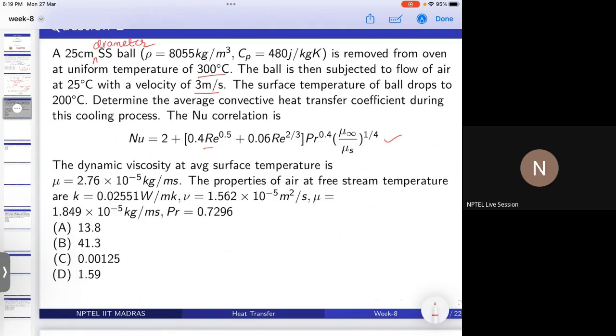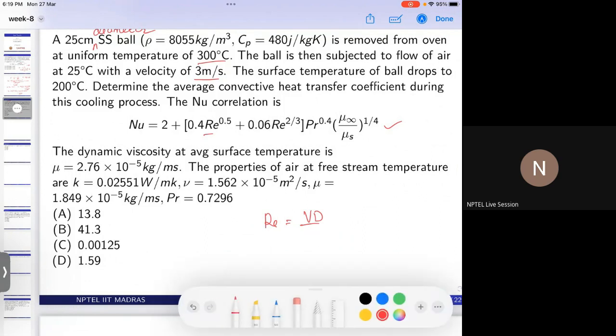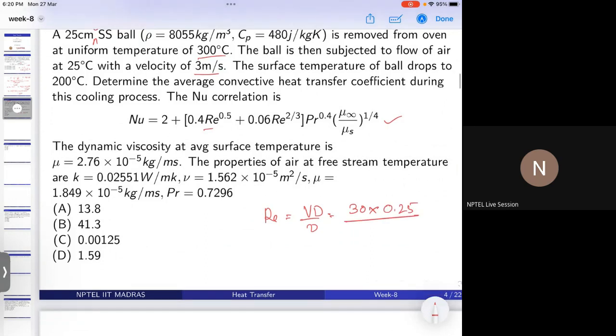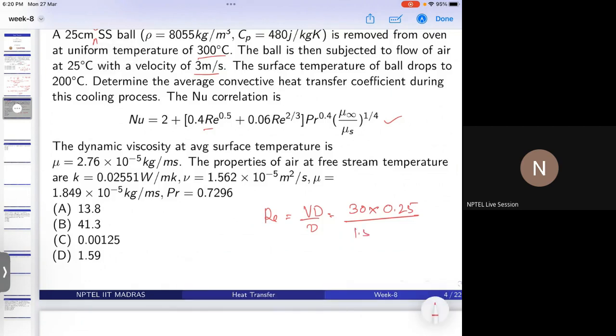What is the Reynolds number? That is, Reynolds number is V D by nu, kinematic viscosity. That is V is 30 into, what is the diameter? It is 0.25 meter. Yeah, by nu is given. That is 1.562 into 10 raised to minus 5. What is the Reynolds number?